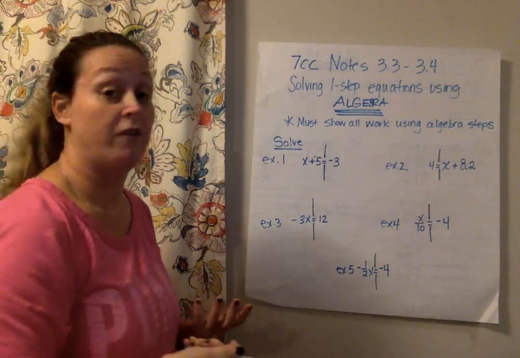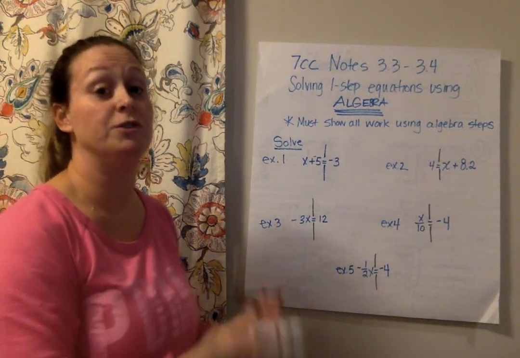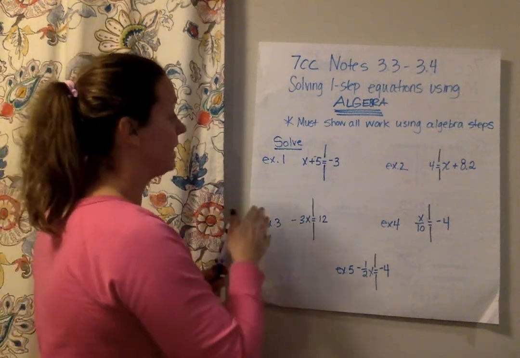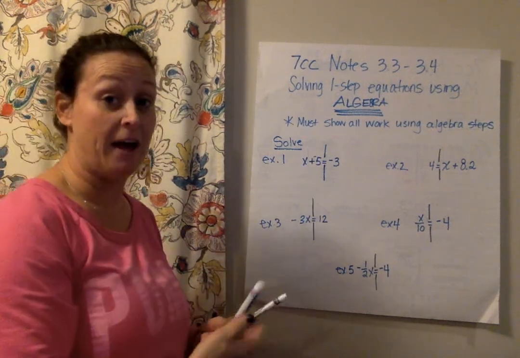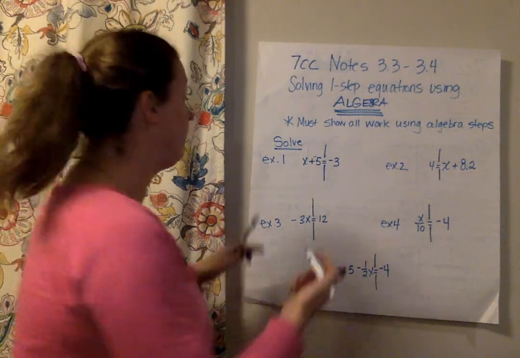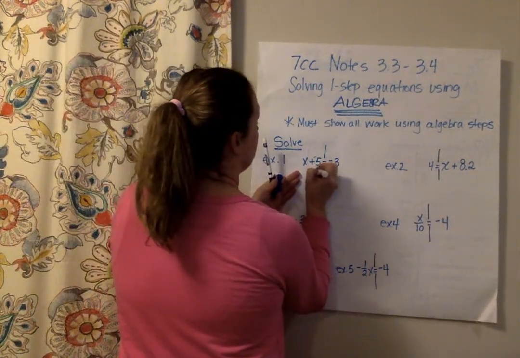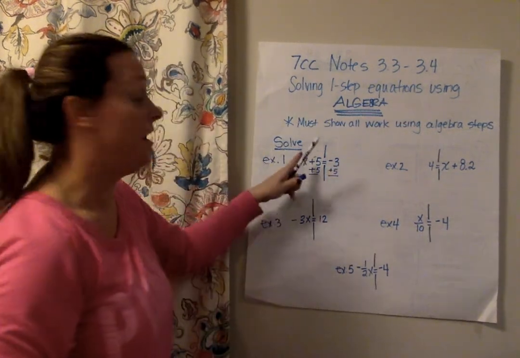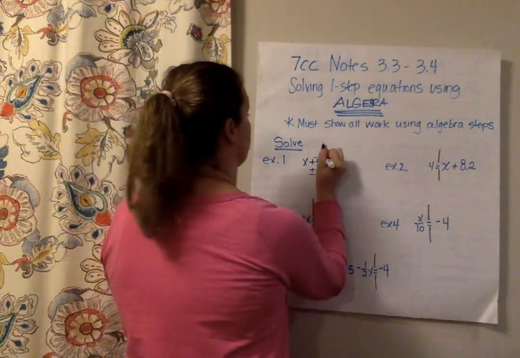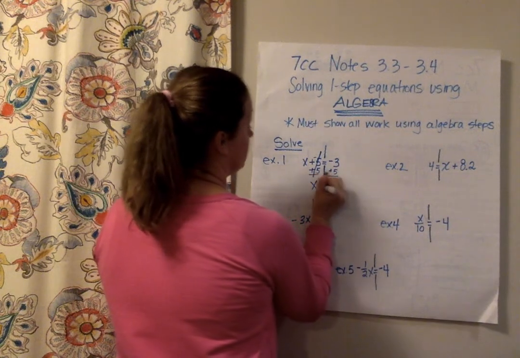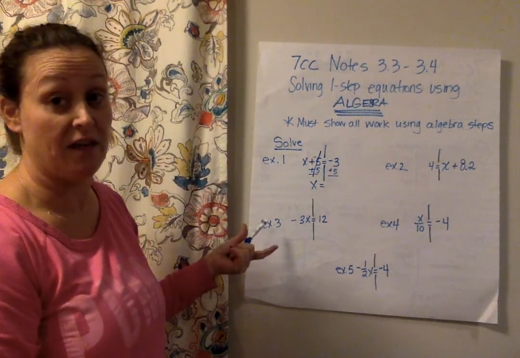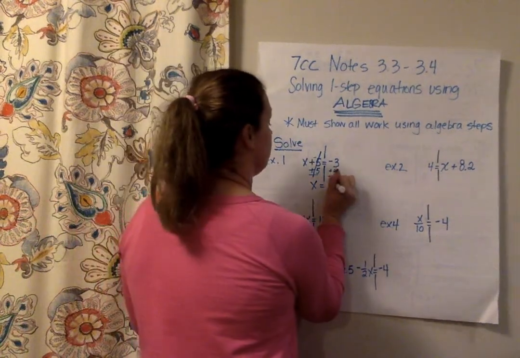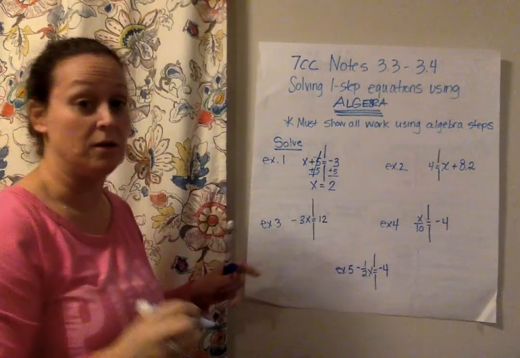So once you've identified what's happening, you need to figure out what to do to get the variable all alone. In the first example, -5 is being added to x. So how do I get rid of -5? I add 5 positives. So on both sides, I am going to add 5 positives. A -5 and a +5, those are 5 zero pairs, so that equals 0. So I'm just left with x on the left side of the equation. -3 plus 5 is +2. So x is equal to 2.